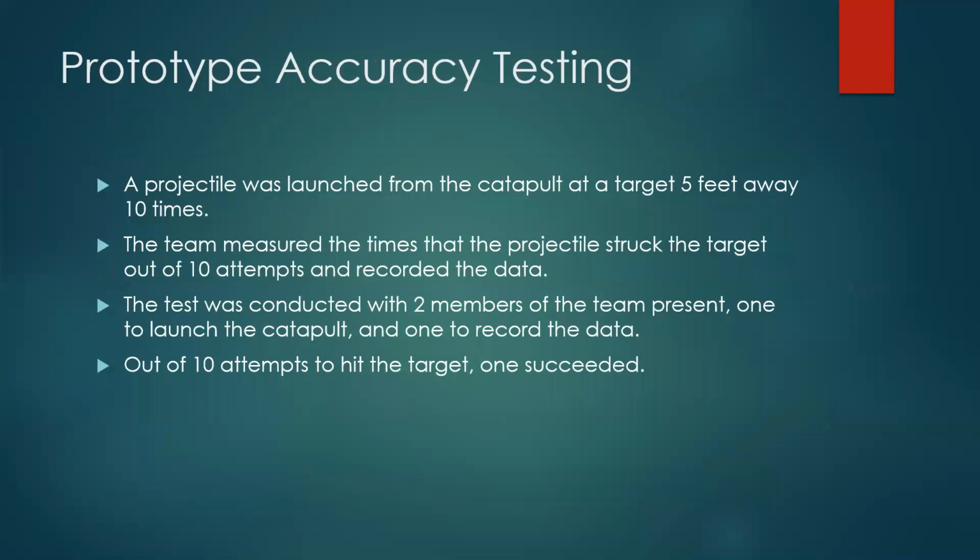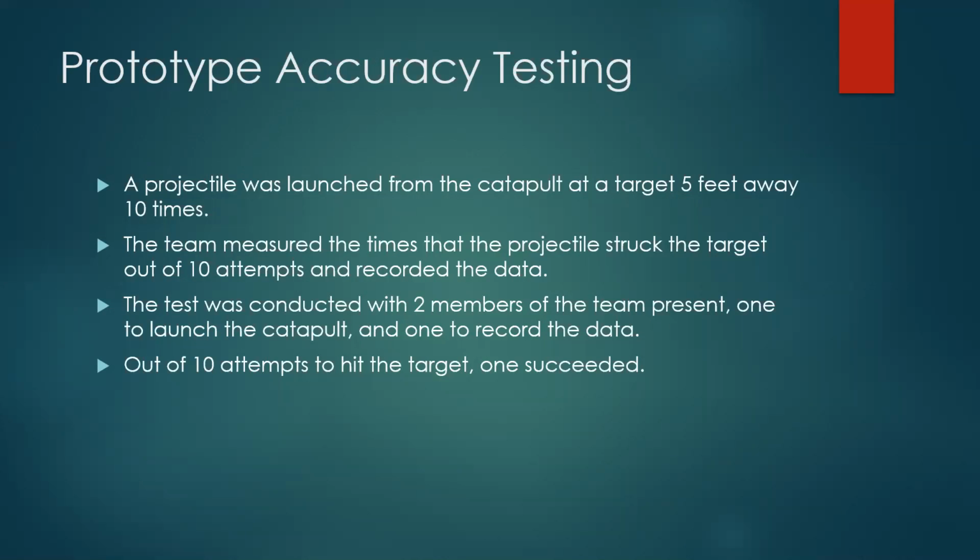The second test we did was the accuracy testing, as that is the second part of our merit criteria. The projectile was launched from the catapult at a target 5 feet away 10 times. The team measured the number of times that the projectile struck the target out of 10 attempts, and then charted it onto the merit graph to create the accuracy. Only 2 members of the team were present, one who launched the catapult and one who recorded the data. The catapult was set exactly 5 feet away using a tape measure and reset every time the projectile was fired.